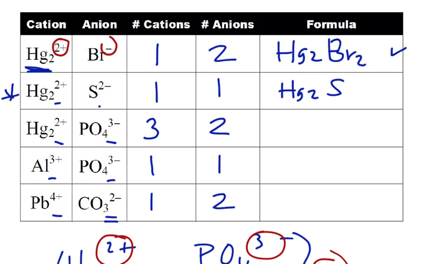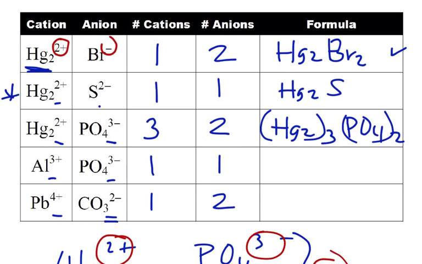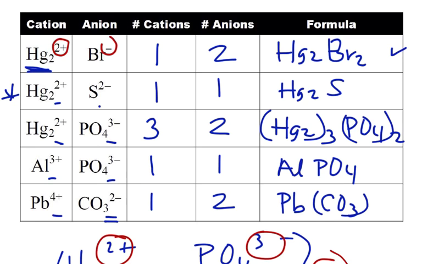Okay, third one here, I need Hg2, but I need 3 of them. So I'll use my parentheses. We're not going to say Hg6 because that looks like 6 mercuric ions, but this is really 3 Hg2s. And I'm going to need 2 of my PO4s. And that's our compound. Kind of complicated, but that's right. Okay, the next one pretty easy. I just need 1 aluminum and 1 phosphate. And the last one I need 1 lead. Okay, and that's plumbic or lead 4, and 2 carbonates, so CO3, put it in parentheses.